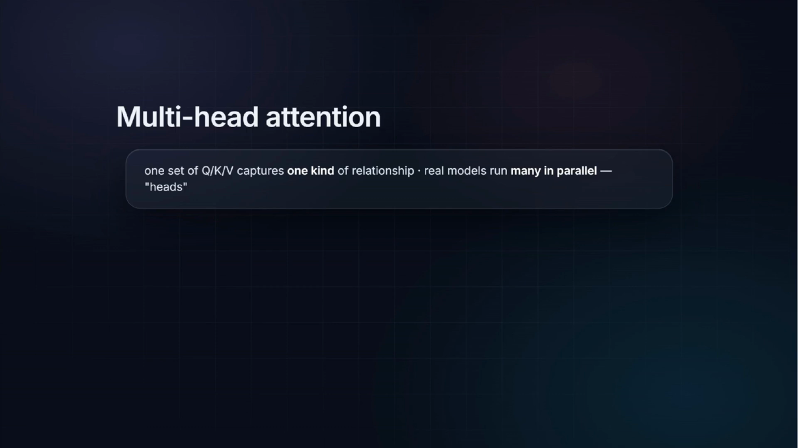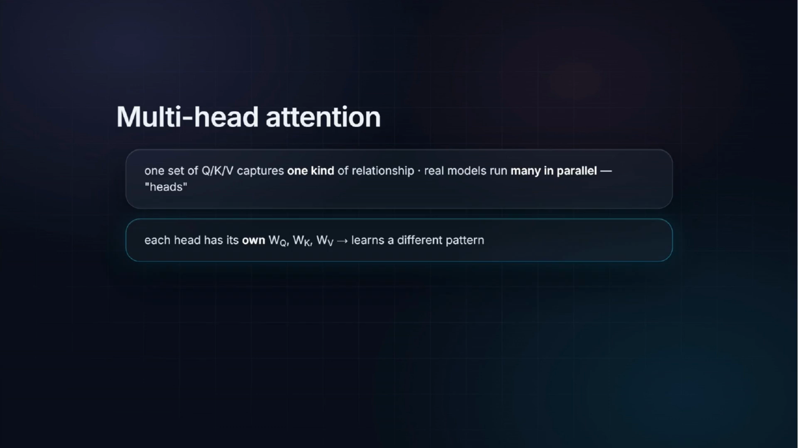You now know the full mechanism. Here's the one upgrade real models bolt on top. Multi-head attention. A single set of QKV can only capture one kind of relationship at a time. So real models don't run one attention, they run many in parallel, called heads.